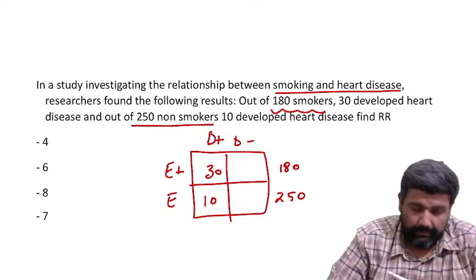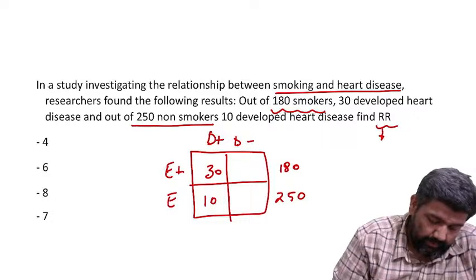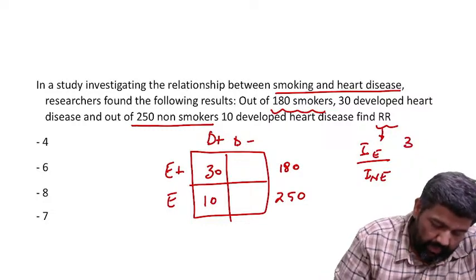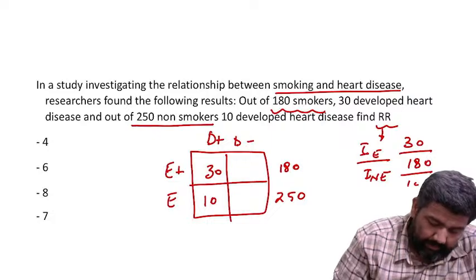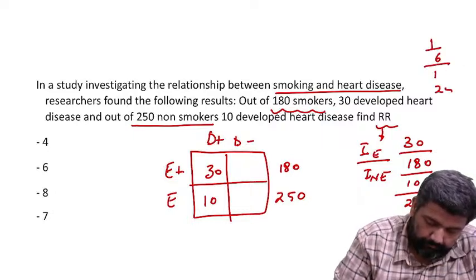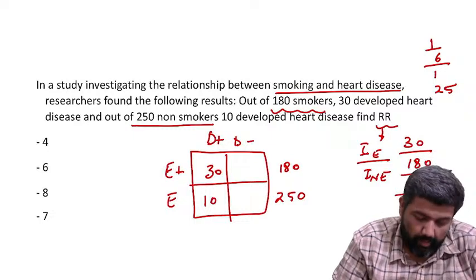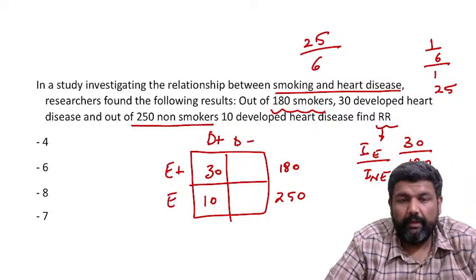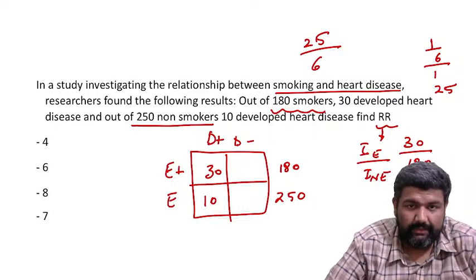So what is relative risk? Incidence exposed divided by incidence non-exposed. So 30 by 180 divided by 10 by 250. So it will be somewhere 25 by 6.